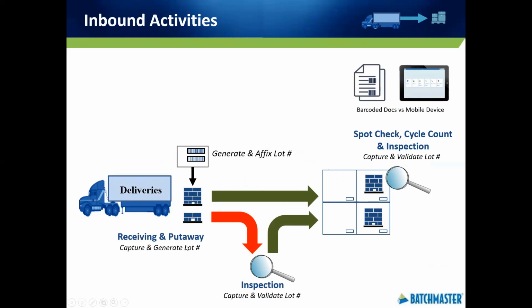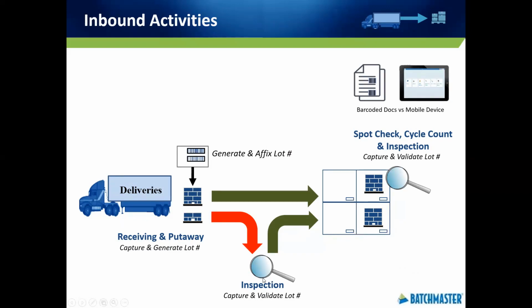We're going to go ahead and generate lot numbers against vendor manufacturing lot numbers. So we've got a cross reference association between our internal lot number and that vendor lot number. We'll capture that. We'll generate and affix a product label, and that could have a barcoded lot number in it, as well as expiration date, item information as well. And then we'll put that away, or we may divert it into QC for inspection.